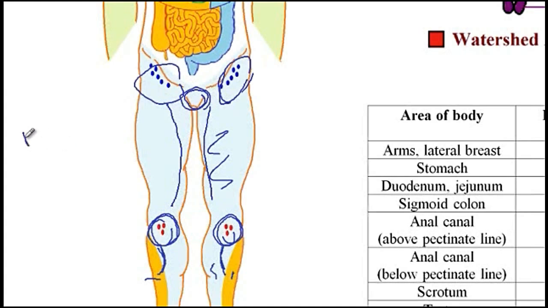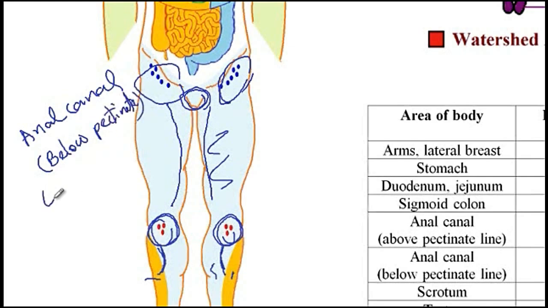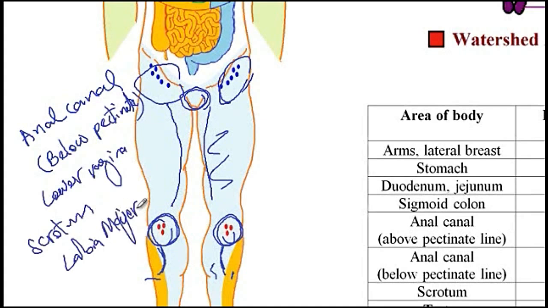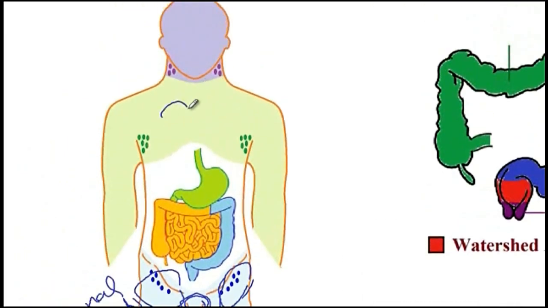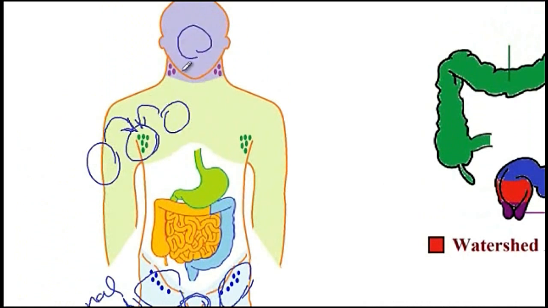So anal canal below the pectinate line, as well as the lower portion of the vaginal canal, as well as the scrotum and labia majora, will all drain into the superficial inguinal lymph nodes. Now, as for the chest and the upper limbs, they will all drain into the axillary lymph nodes, and then head and neck will also drain into the cervical lymph node.